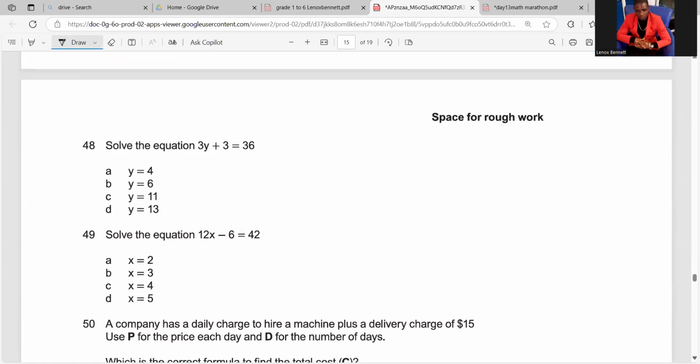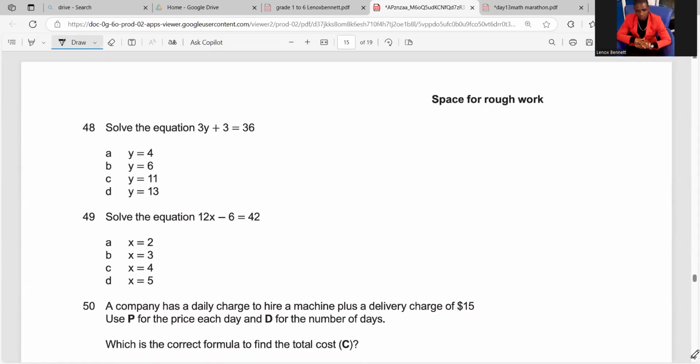All right. Everybody love this equation. Solve the equation 3y plus 3 equals 36. 3y plus 3 equals 36. What's the value of y?